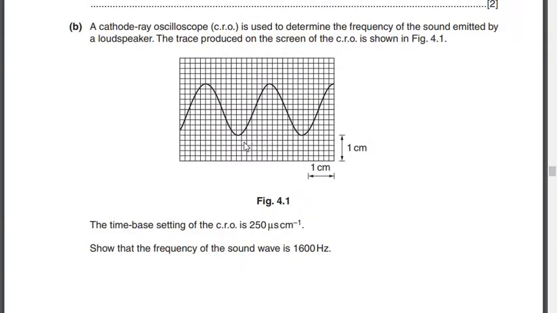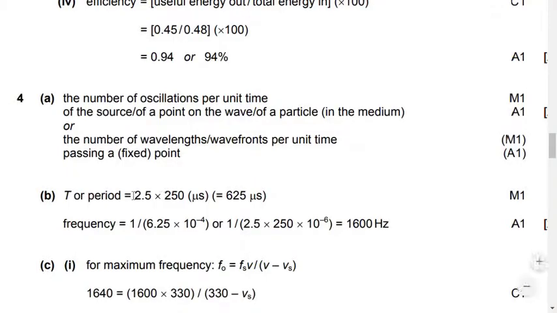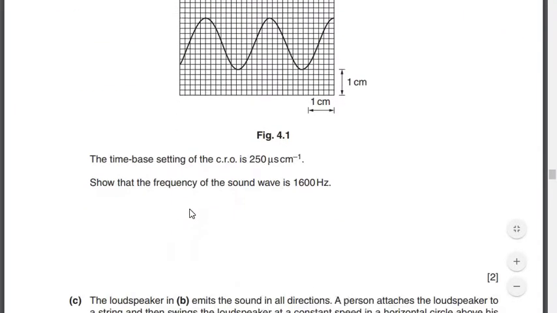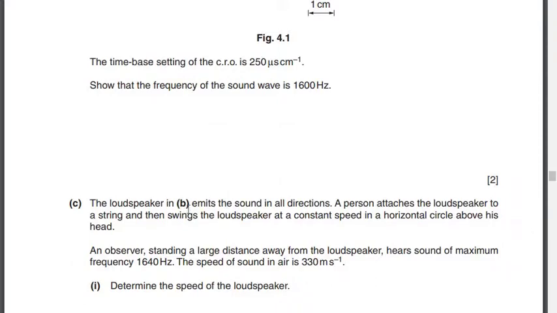How much is this? It looks like 2.5 centimeters again. Is it 2.5 centimeters? I don't know. It's 2.5 centimeters. 2.5 into 250 microseconds, you get 625 microseconds, alright? So, তারপরে তুমি কী করবা? Frequency is 1 by time period, calculate করে 1600 চলে আসবে.